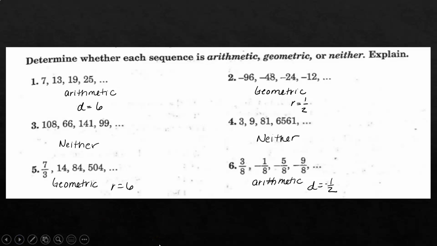The next part is determine whether this is an arithmetic, geometric sequence, or neither. And then I gave you the common difference or the common ratio. Number 1 is arithmetic. The common difference is 6. 2 is geometric. Common ratio is 1/2. 3 and 4 are both neither. 5 is geometric with a common ratio of 6. And 6 is arithmetic with a common difference of -2.